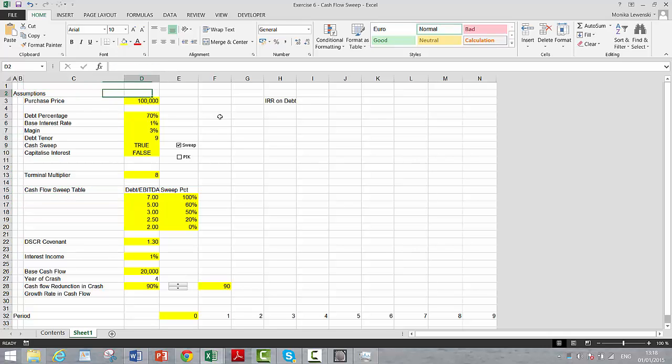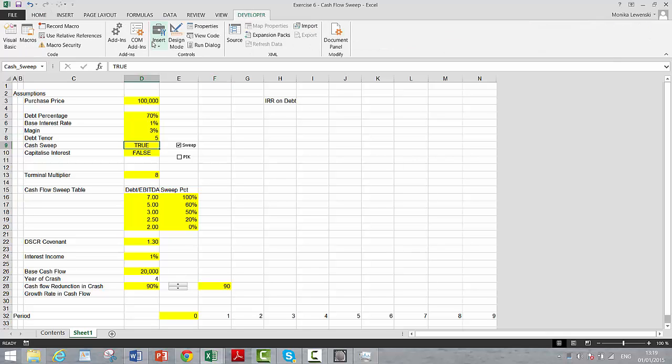So in this case, we have a purchase price of 100,000. We put 70% debt, a LIBOR rate or something of 1%, Euribor 3%, a credit spread, a margin, and a tenor of 9 years. Let's make that 5 years to be more typical. We're going to be able to put a cash flow sweep in or not. I'm not going to talk about these little gimmicks you get from a developer and insert.